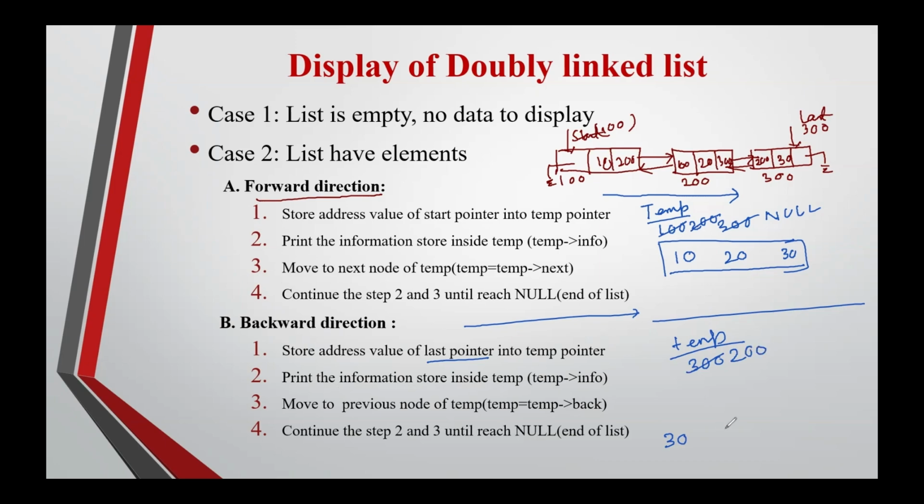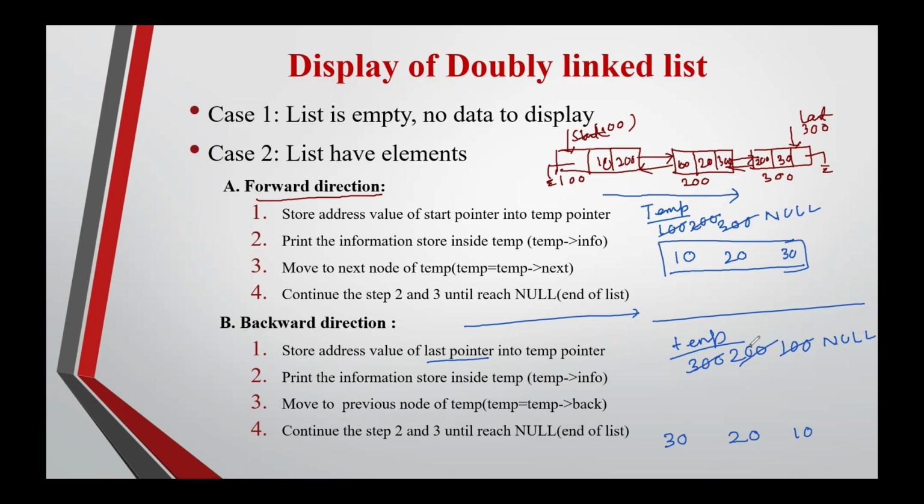Then we have to print the value. So print the value means we have to print 20. Then 200 back is 100. So it will move to the 100. Then we have to print the value 10. Then this is 100. 100 back is null. So now it is null. If it is null, we have to stop because this is the end of the list.